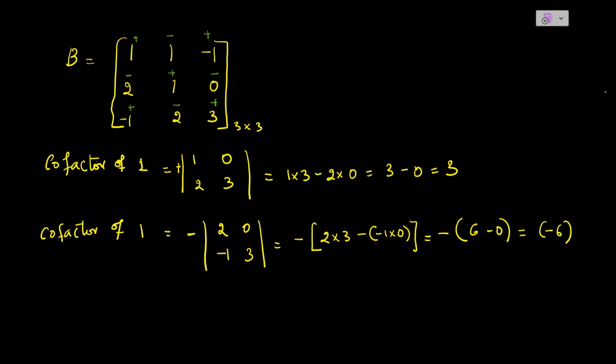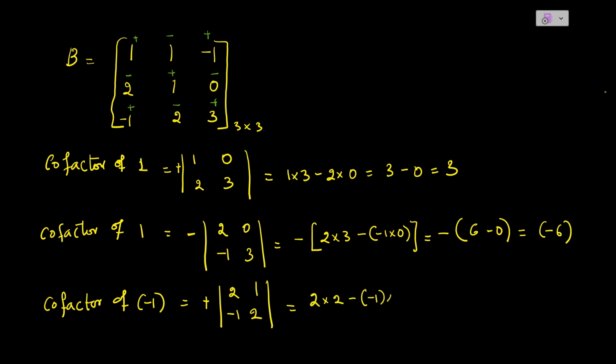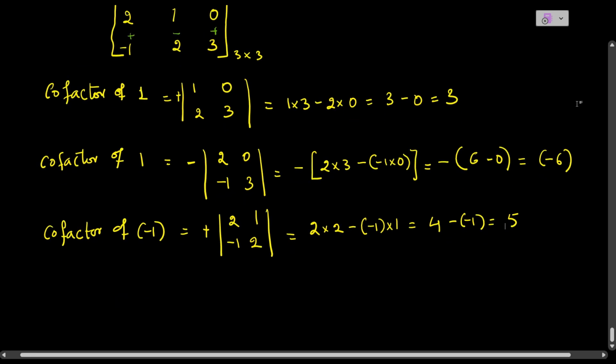Okay. Next element is, students, the cofactor of minus 1. Okay, its place value is positive. What is the remaining determinant? Avoiding the row and column, you will get 2, 1, minus 1, 2. That is equal to, it is positive, so 2 into 2 minus of minus 1 into 1. Now solve this, students. 4 minus of minus 1, that is equal to 4 plus 1, and its value is 5.